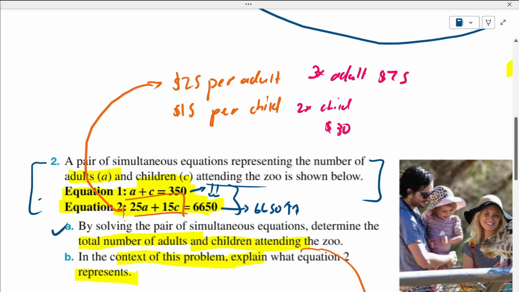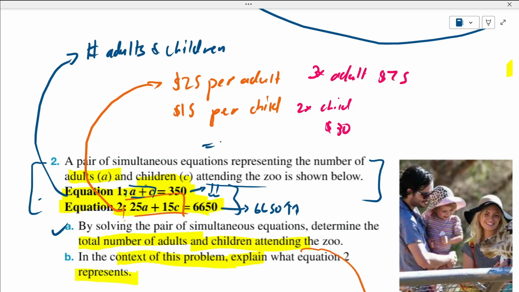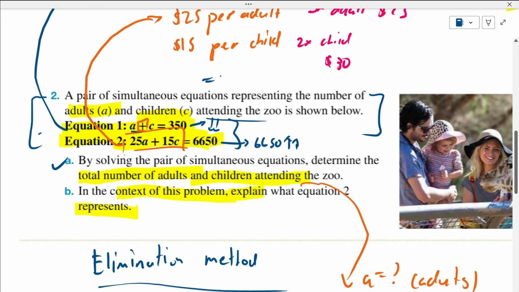And then equation 1, all it's saying is the number of adults and children attending the park. That's why you can use simultaneous equations to find out the number of adults and children attending the park. So this is basically the total number of children and adults attending the park, because we've got a plus here, which indicates a total amount. So that's what B means. So we've done B as well.